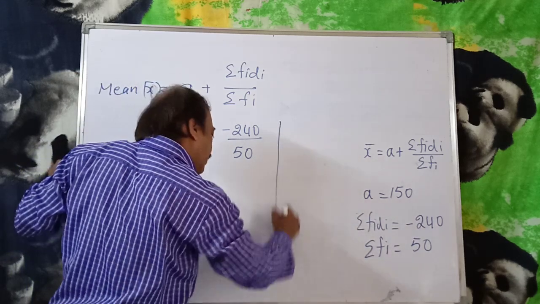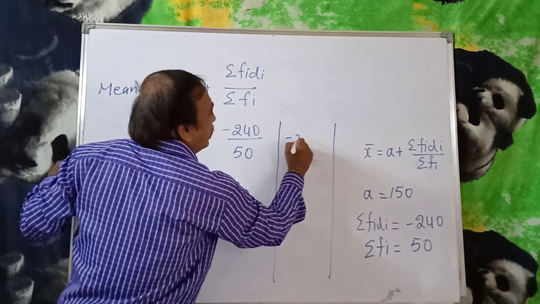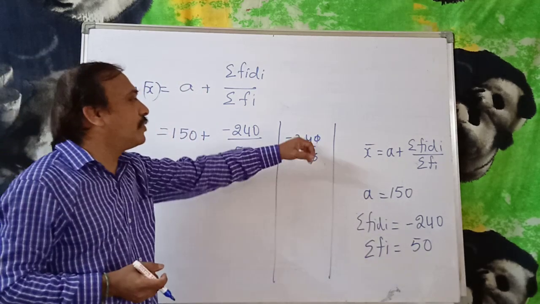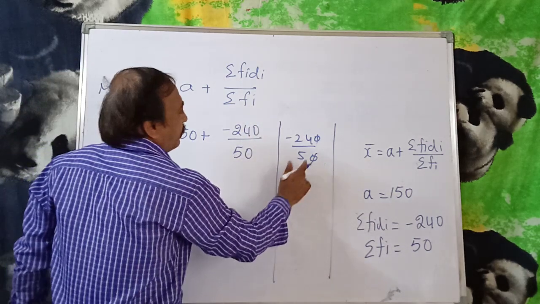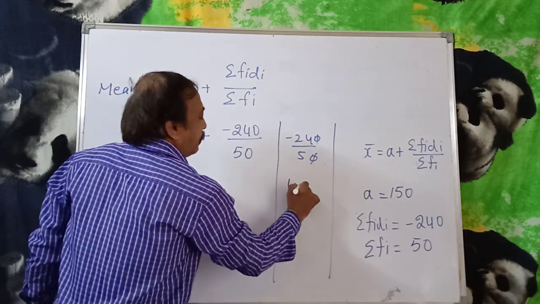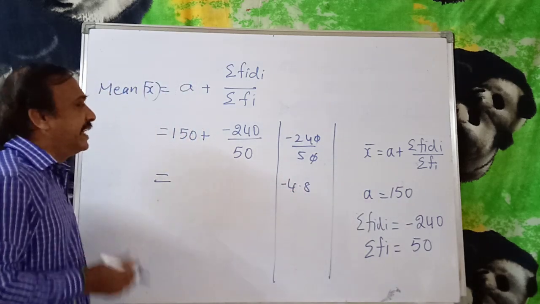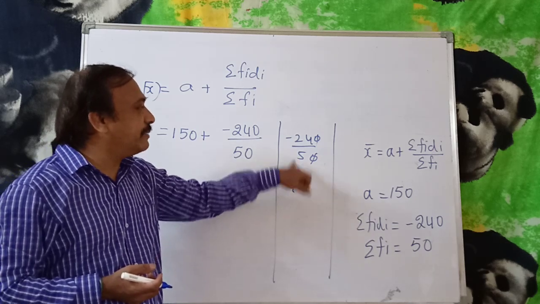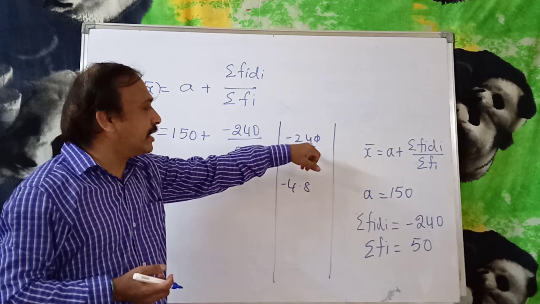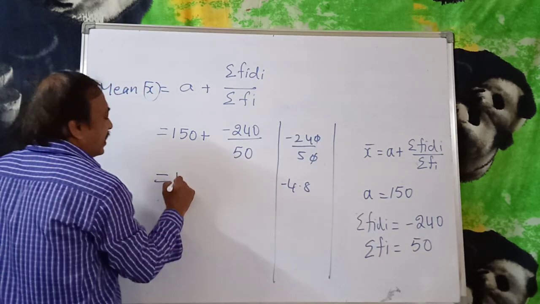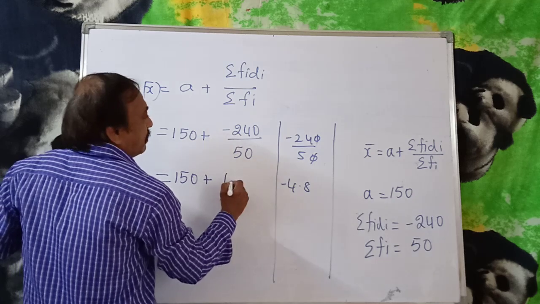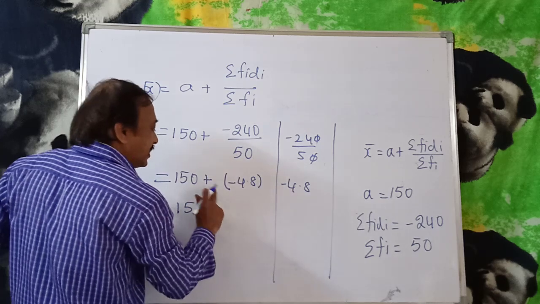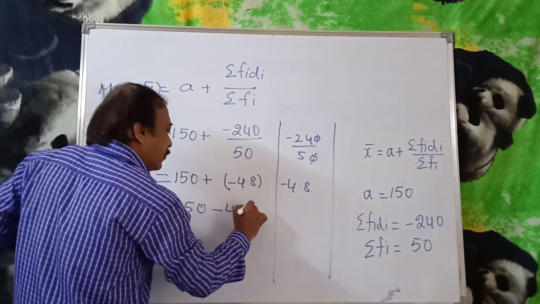I will write here in the rough work, minus 240 by 50, the zeros cancel. If you divide 24 by 5, normal division, 5 4s are 20, and the result is 4.8. So minus 4.8, because the sign is minus. 5 4s are 20, 5 8s are 40. So 150 plus minus 4.8.